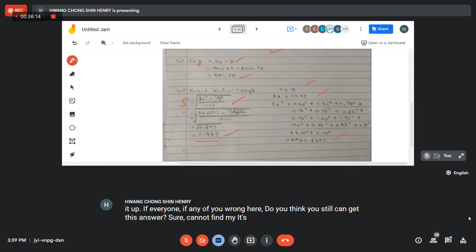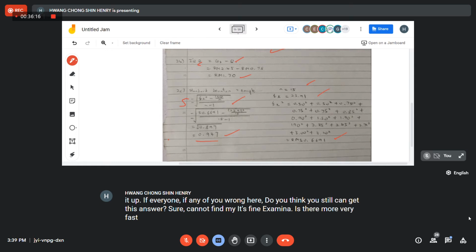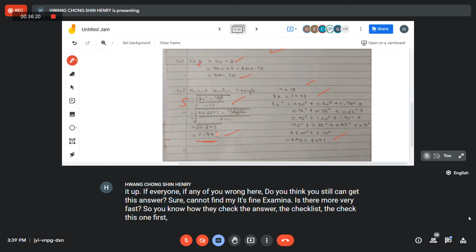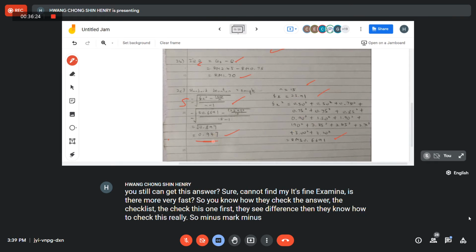That's why the examiner and exam are very fast. You know how they check the answer? They check this one first. They see a different answer, then they know how to check this already. So minus mark, this one minus mark.